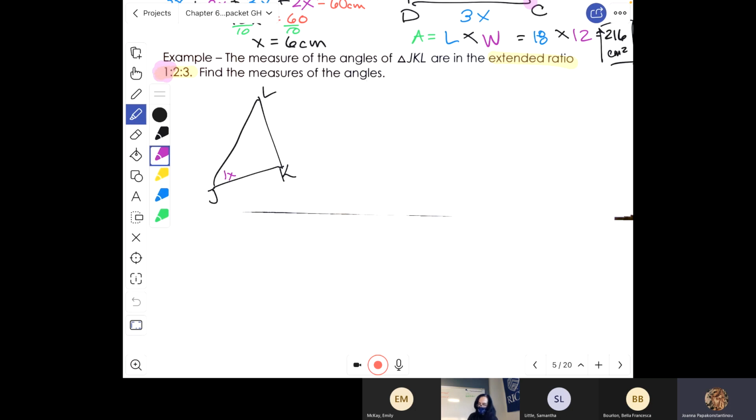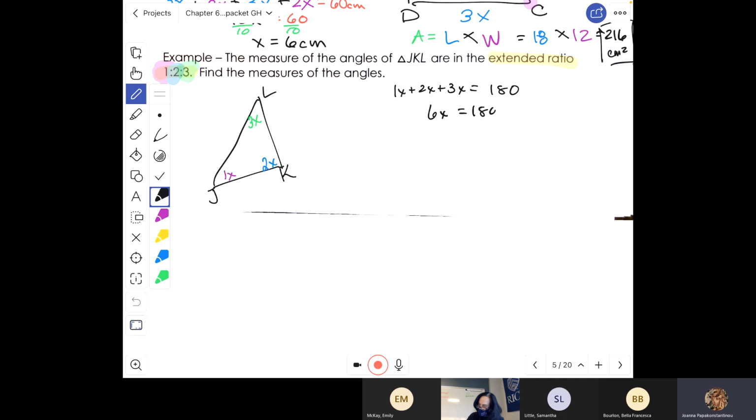So J is 1x. K, which was the next one, is 2x. And L is 3x. I want to find the measure of the angles, so I have to find x. What do I know about the sum of the interior angles? Okay. So I set up a nice little equation. Combine like terms on the left to get 6x equals 180, so x equals 30 degrees.